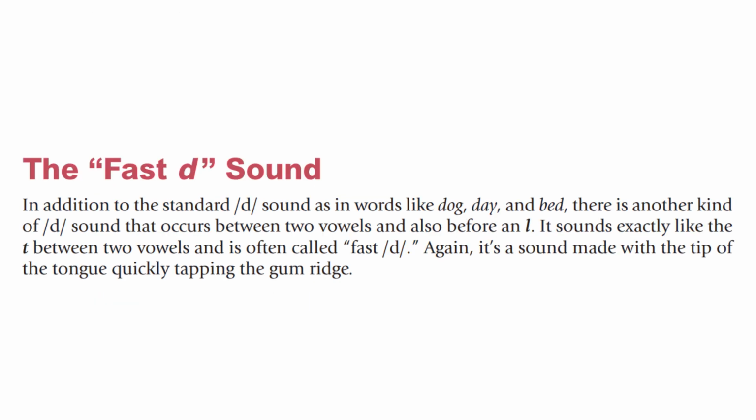The fast D between two vowels. In addition to the standard D sound, as in words like dog, day, and bed, there is another kind of D sound that occurs between two vowels and also before an L. It sounds exactly like the T between two vowels. Instead of saying ready, we say ready. It's the sound made with the tip of the tongue quickly tapping the gum ridge.